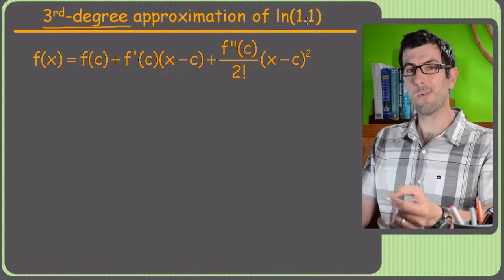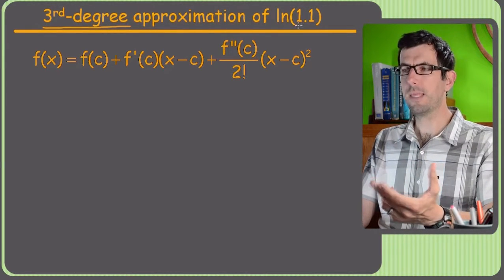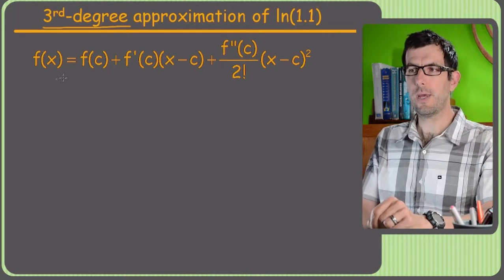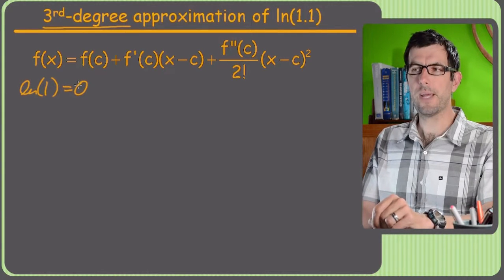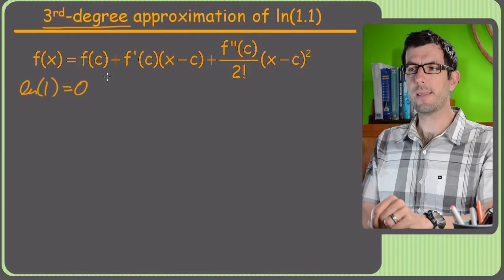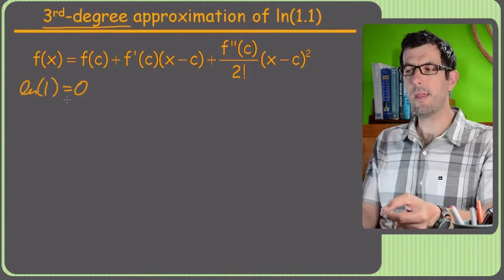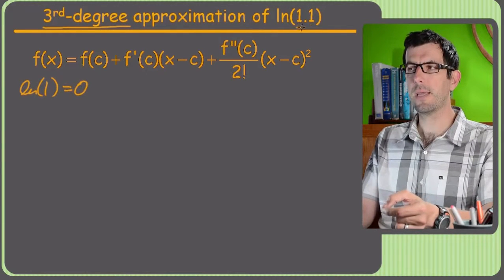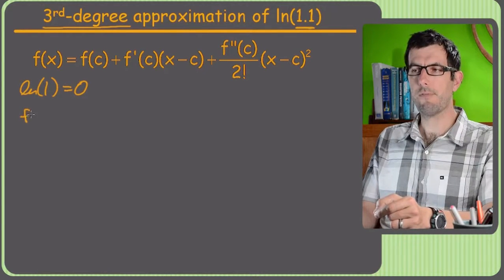So what's a number near 1.1 that I know the natural log of, like I know the exact value of? That would be the natural log of 1, right? So the ln of 1 is 0. That's actually the x-intercept of the natural log function. So I think what I should do is find the Taylor series expansion for natural log about 1, and then plug into that to approximate the natural log of 1.1, which is pretty nearby. All right, so f of x is just going to be natural log of x, obviously.